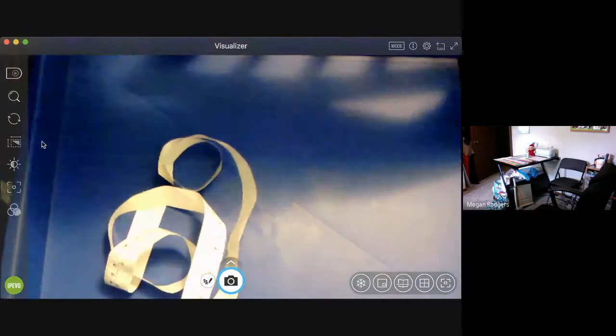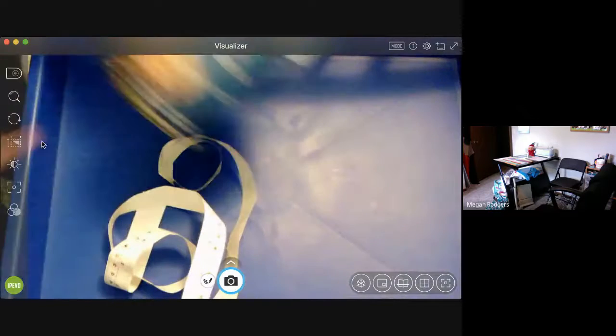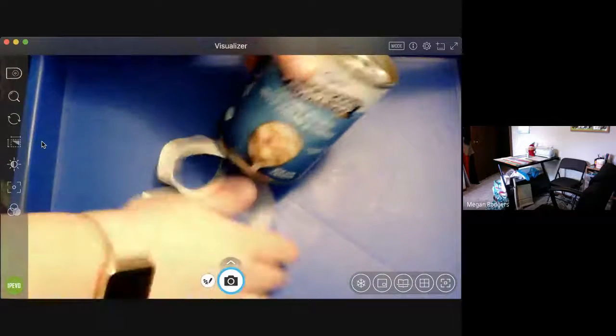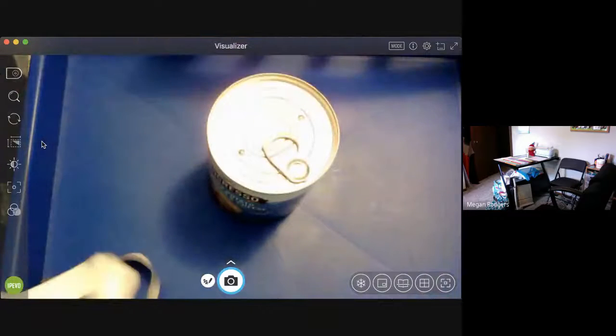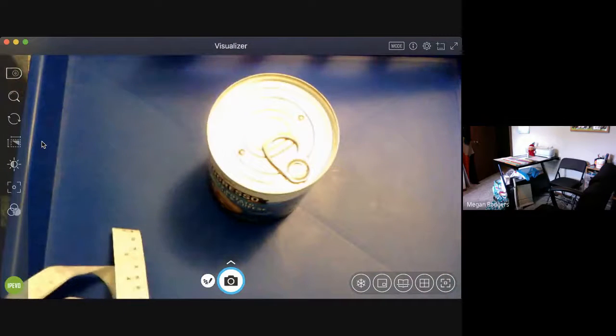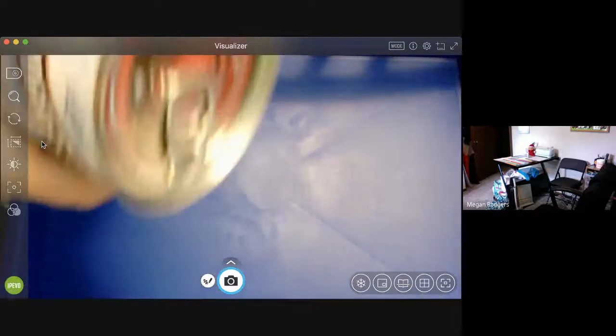Okay, next up, I have a can of Progresso soup. So we will see what this is. Again, we will go around first. Measure in centimeters. All right.